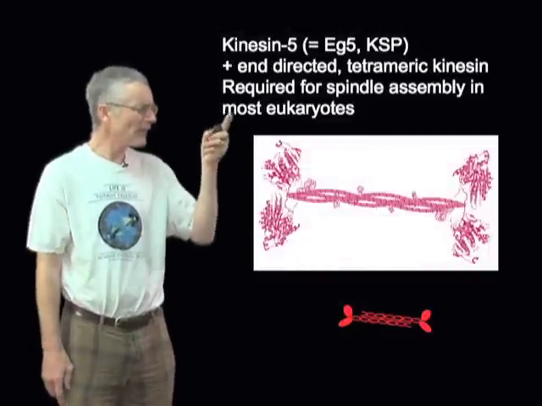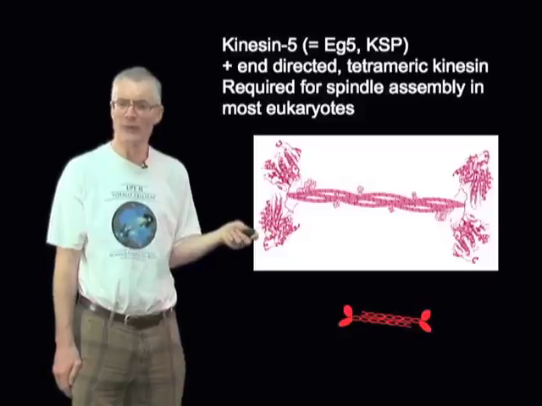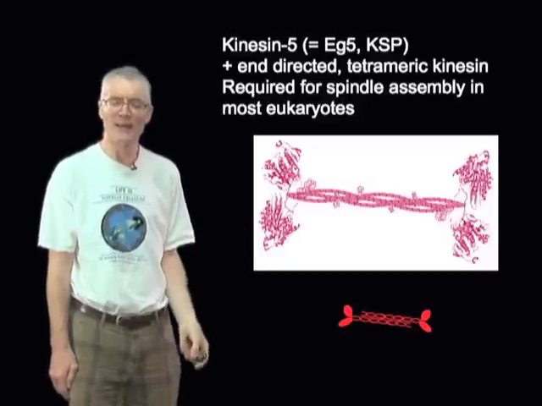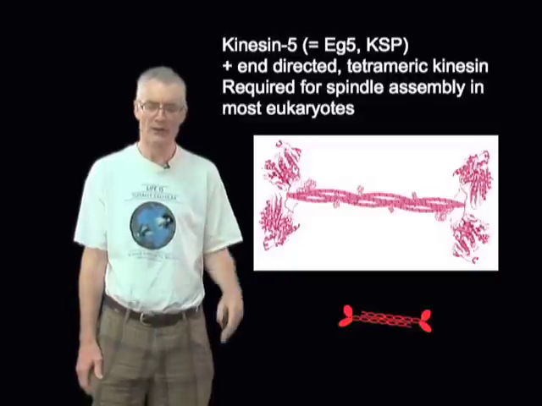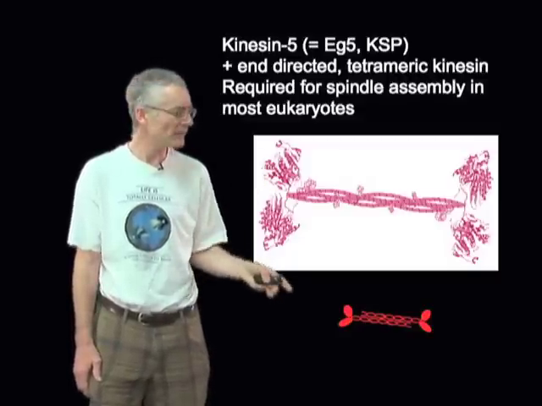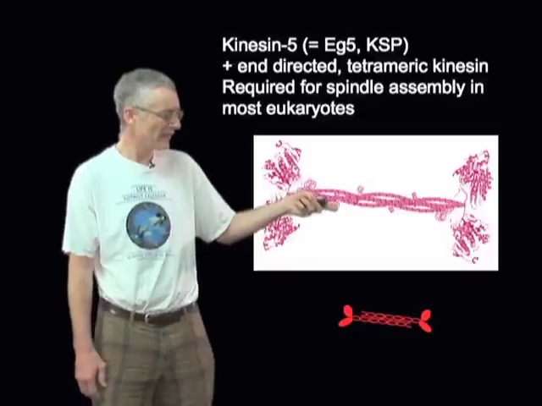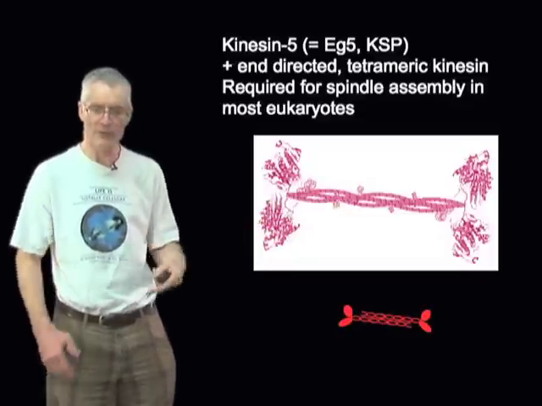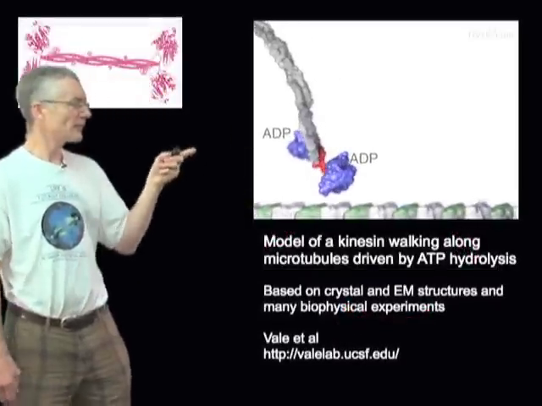We spend a lot of time on the plus end-directed motor in this problem, kinesin 5. It's a plus end-directed tetrameric kinesin, and homologs of this motor are required for spindle assembly in most eukaryotes, going down all the way to yeast and up to plants. I'm cartooning it like this. These are the 4 motor domains, and there's 2 coils that interact with each other in an anti-parallel fashion. Here's a cartoon of it.